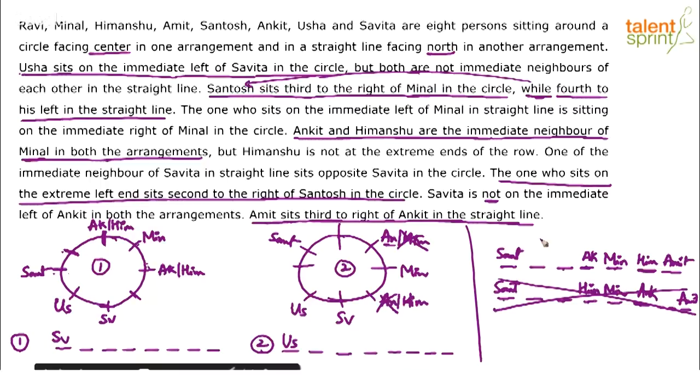Now, if you see, we have already got 7 positions here. 1, 2, 3, 4, 5, 6, 7. And we know that these are the extreme positions. So, obviously, the other positions can now be filled with this order. So, just fix it. This is Santosh. I have limited space, so I'll write the names in short. Then there are 2 blanks. Then there is Ankit. Then we have Minal. Then we have Himanshu and Amit. Similarly, in the second case, we have Santosh here, then there are 2 blank spaces, then we have Ankit, Minal, Himanshu and Amit. Are you able to follow?